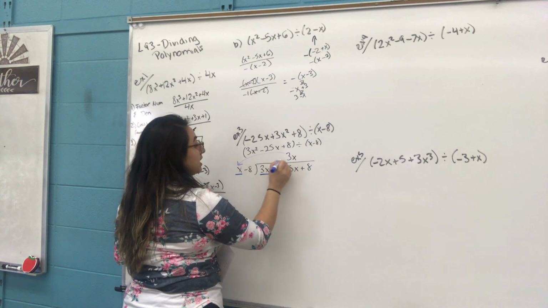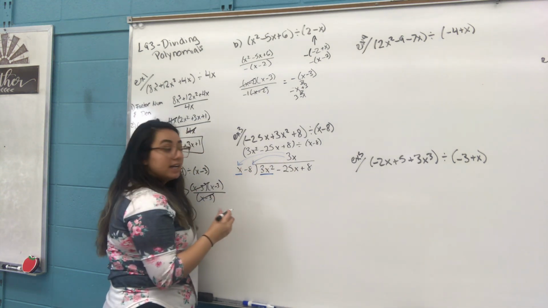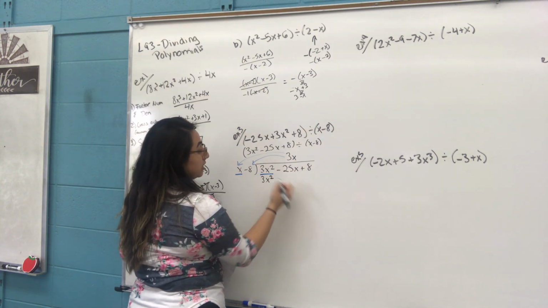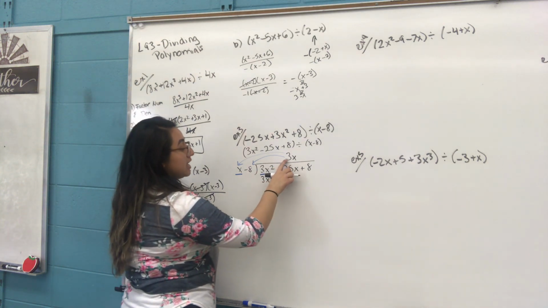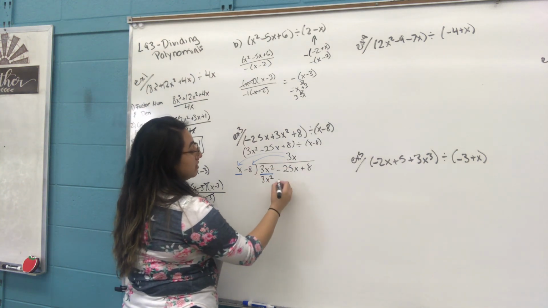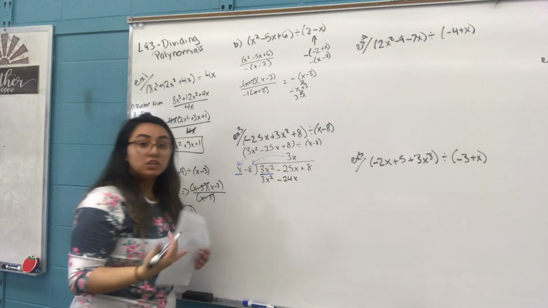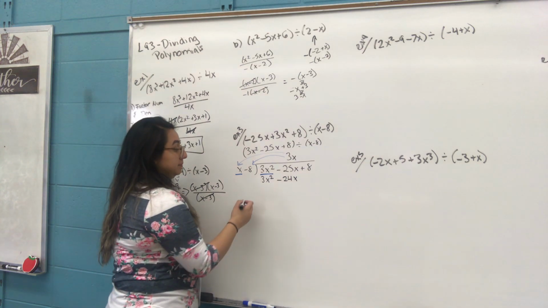But when you multiply, you have to make sure you multiply both numbers. 3x times x, remember you add the exponents, you get 3x squared, positive 3x squared. You need it to match exactly. And then 3x times negative 8, you get negative 24x. You're multiplying from this point. So you multiply both of them out, and then you end up with that.